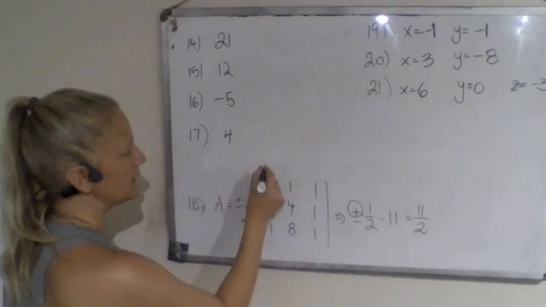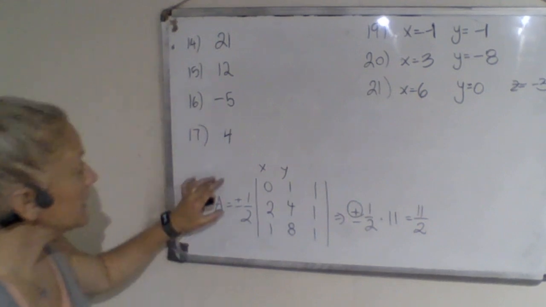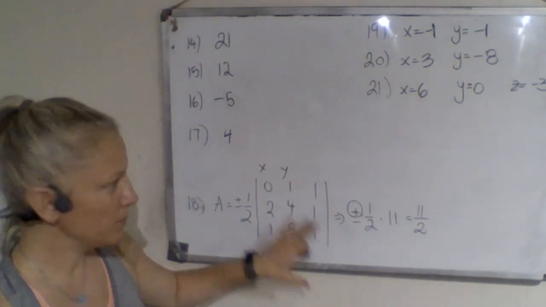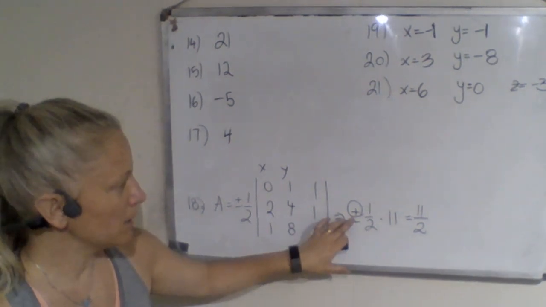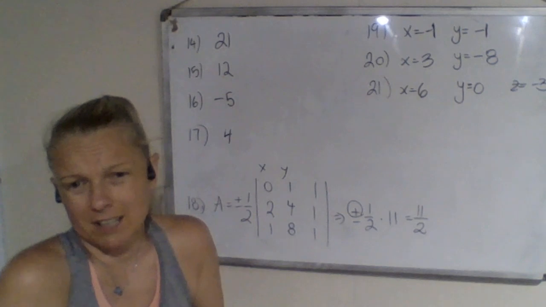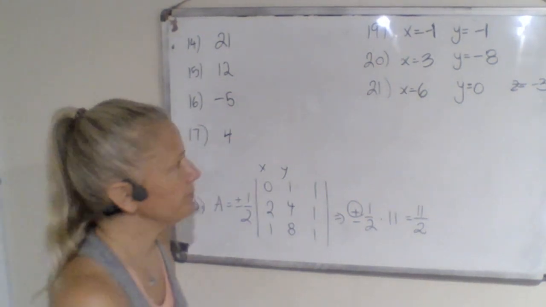So these are all of my x's. This is all my y's. Now I times it by positive or negative 1/2. When I did the determinant, I got a determinant of 11. So I keep the positive 1/2. The area is going to be positive. It's 11 over 2 or 5.5. I don't care how you wrote it down.